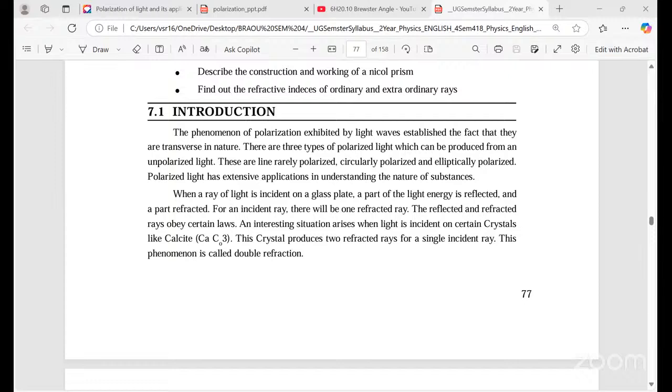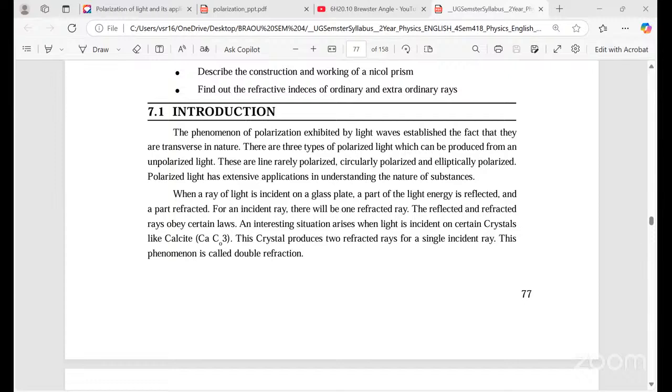Whereas in a longitudinal wave, the propagation of the wave as well as the vibration of the particles are both parallel to each other. In a longitudinal wave, you may observe compressions as well as rarefactions. So if you want to understand the phenomenon of polarization of light, that is totally related to transverse waves.